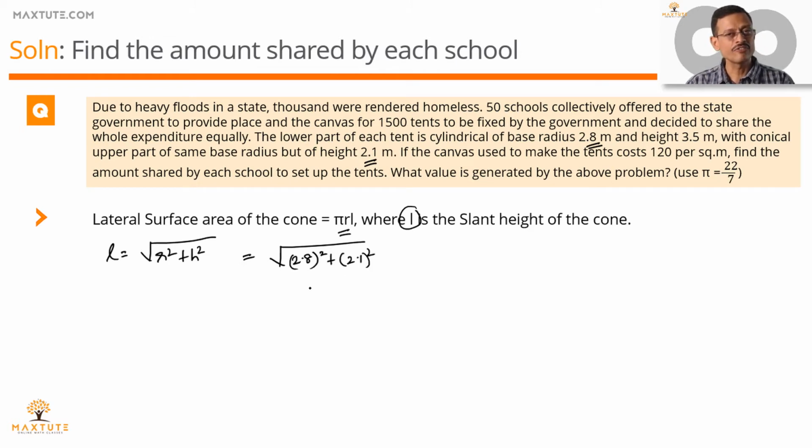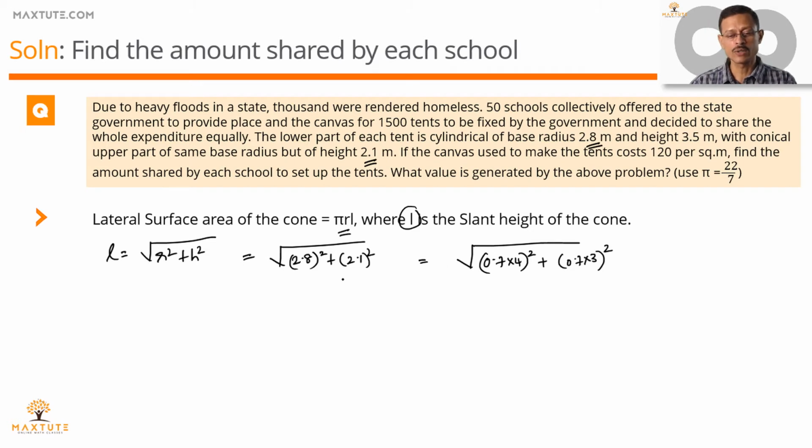This calculation on the face of it looks a bit daunting, but let's do it a little differently to make sense out of it. I'm going to write this 2.8 as 0.7 into 4. I'm going to write this 2.1 as 0.7 into 3. So this basically will boil down to 2.8 written as 0.7 into 4 the whole square plus 2.1 written as 0.7 into 3 the whole square. We can take a 0.7 square common from both these terms.